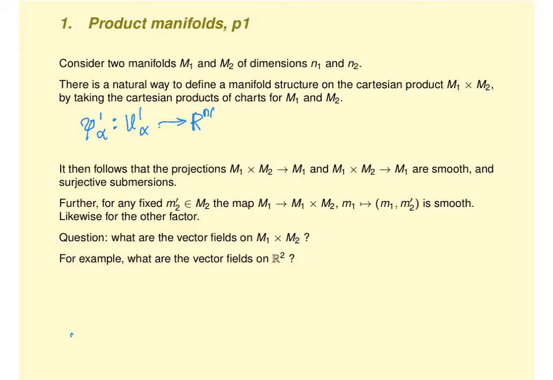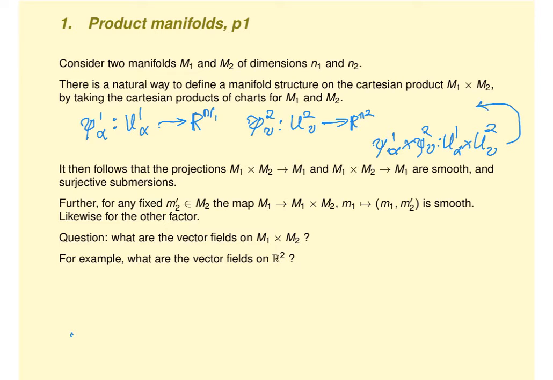Suppose we have charts like this for M1 and M2. That's an n1, by the way. Then it's an easy matter to just take the Cartesian product of those maps. I'm running out of space, let's go up there to R^(n1+n2). And you can check that the overlap maps are diffeomorphisms.